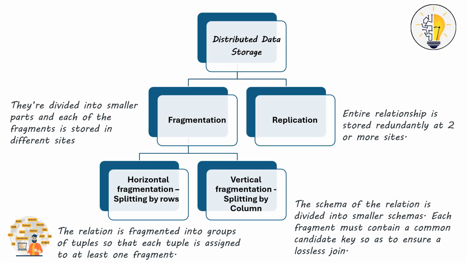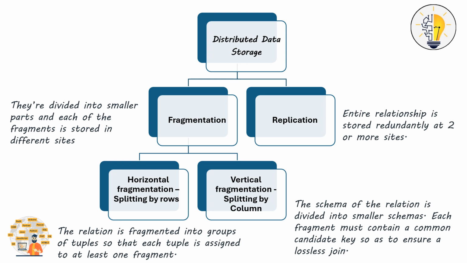So next is distributed data storage. This is divided into two types, fragmentation and replication, where fragmentation is further divided into horizontal and vertical fragmentation. Now, what is replication? Replication is where the entire relation is stored redundantly in two or more sites. The same relation is stored in different sites. That is copying of data and maintaining the copied data at different sites.